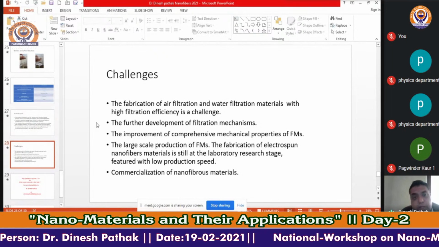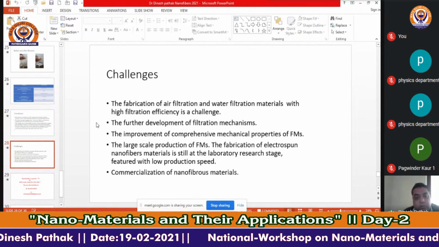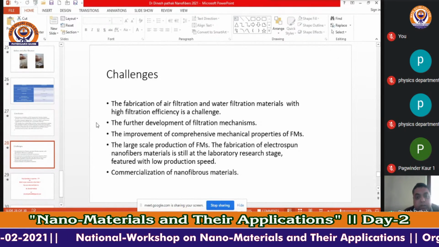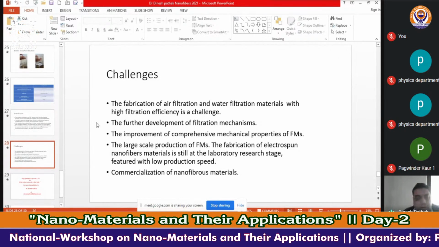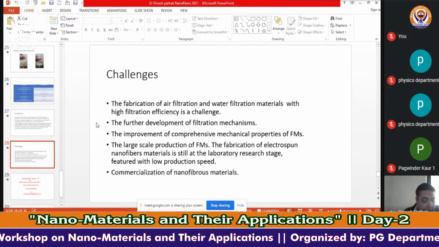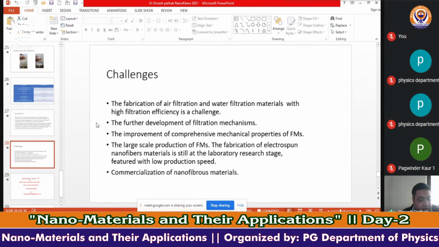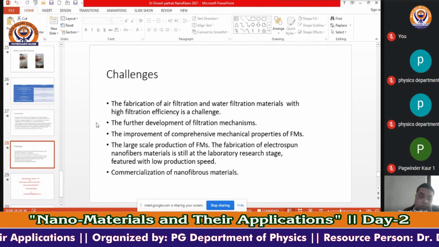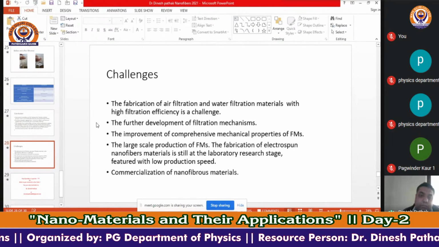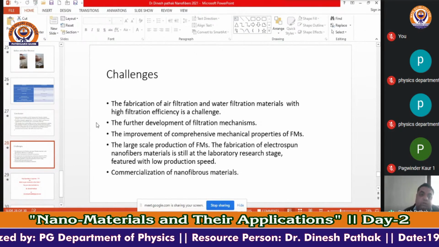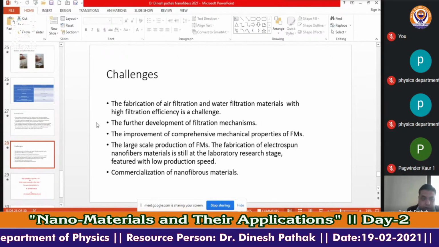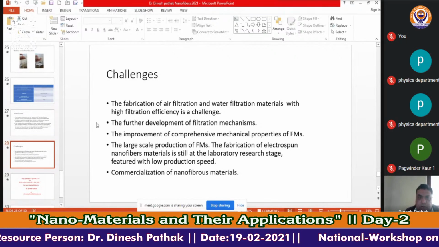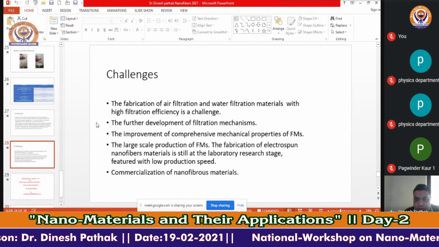Maybe you have seen many politicians, including Modi, the Prime Minister of India, wearing the Swasa mask, because that company is commercializing that product this way. So this is not a new field, but many more things need to be done: better control of porosity, better control of diameter, and then commercialization of nanofiber, which will change the future world. If you have some questions or queries, we can discuss here, or you can mail.